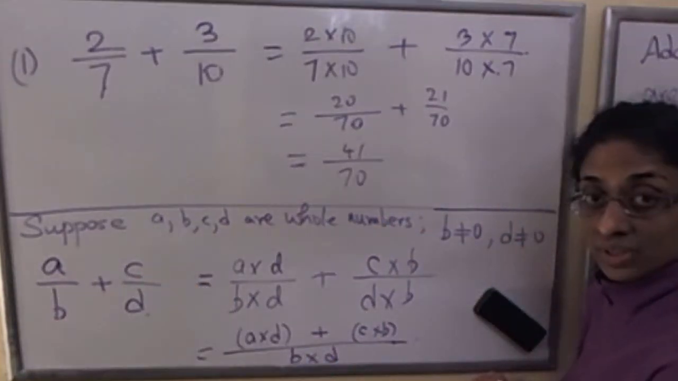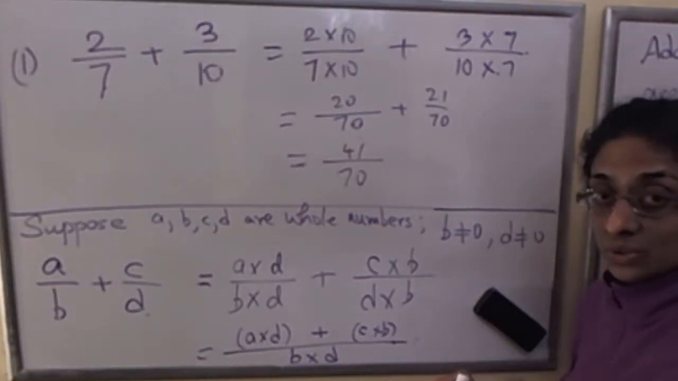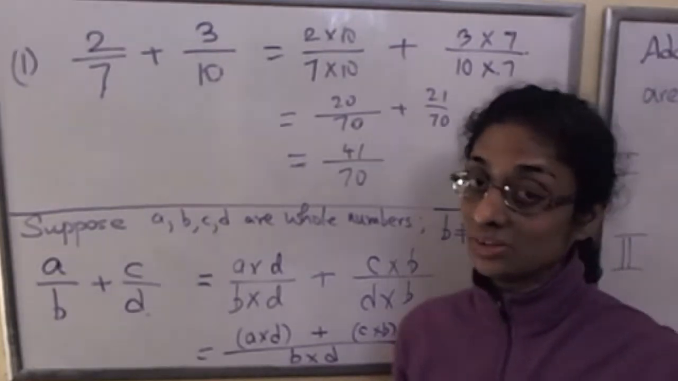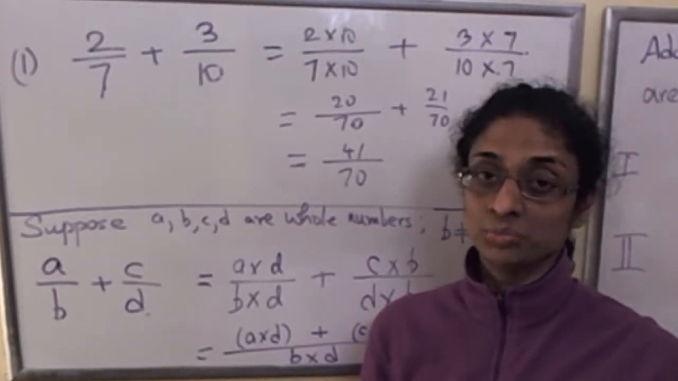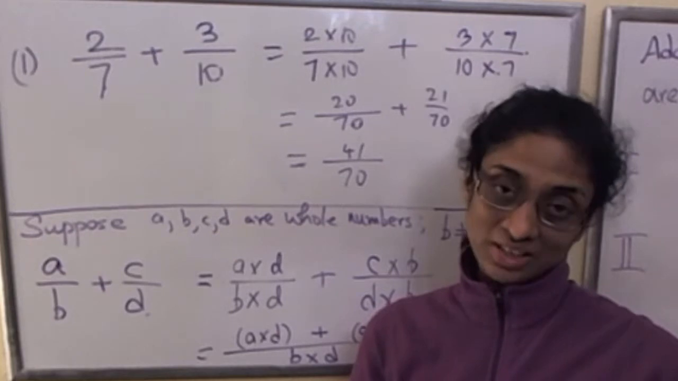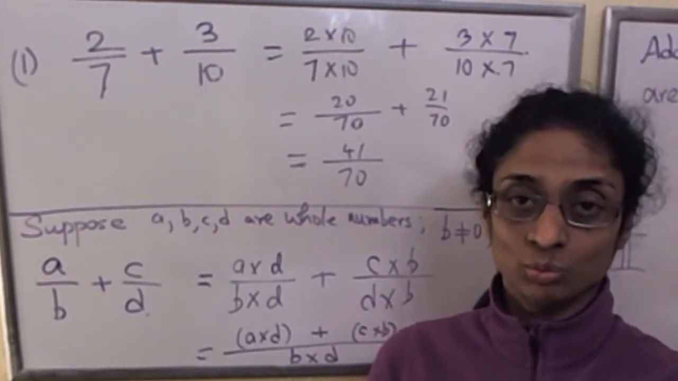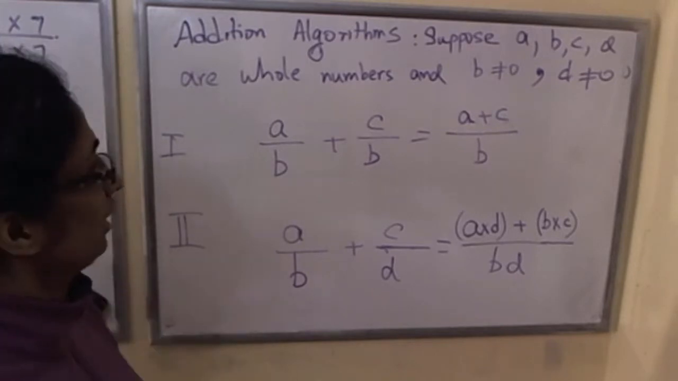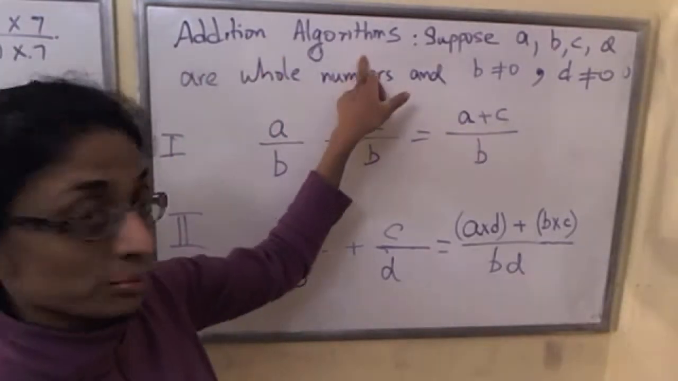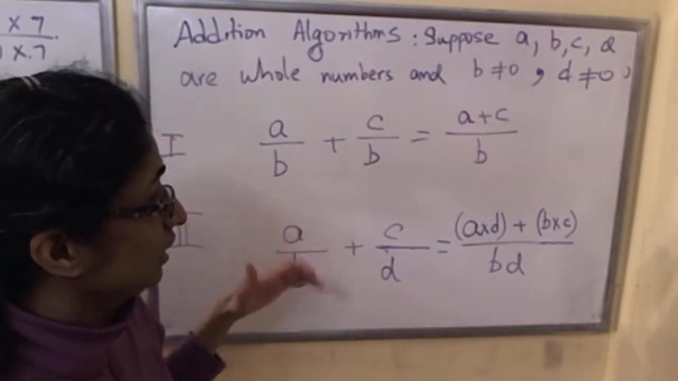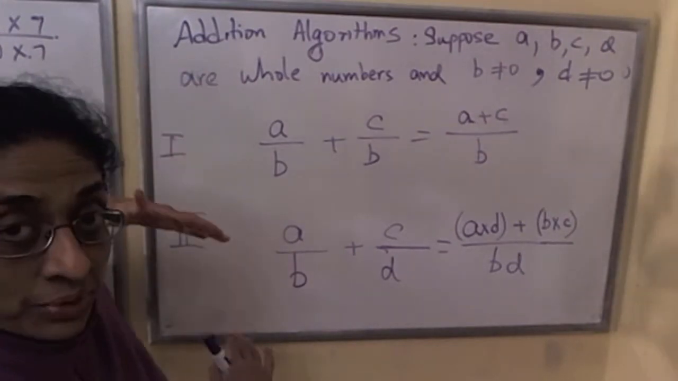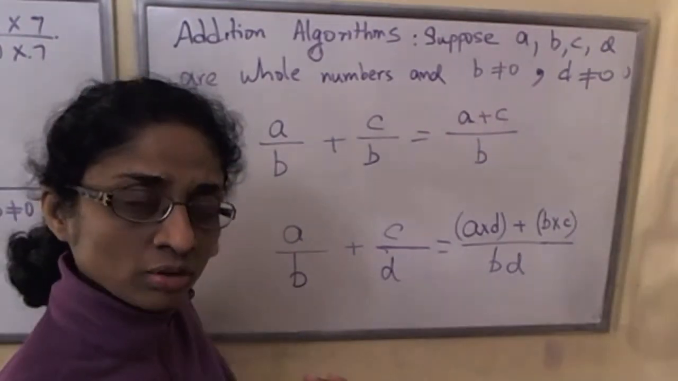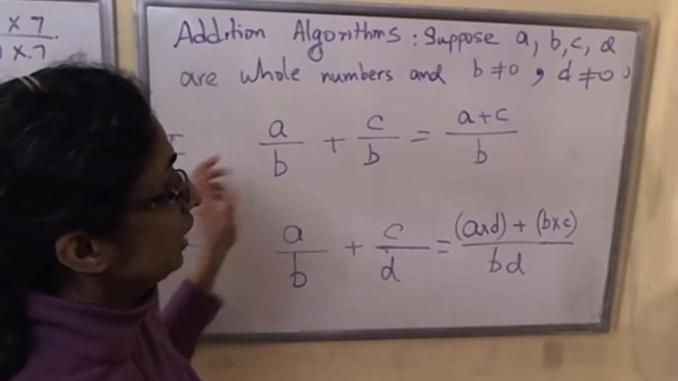That's what I have. So let's summarize this on the other board and put it together with the addition algorithm for fractions with like denominators, so we have everything in one place. Okay, let's read together what we have: addition algorithms for adding fractions. This is all the wisdom that we gathered from doing all of those examples.